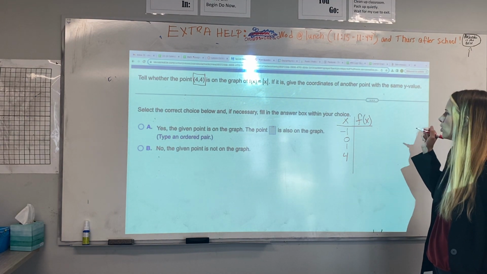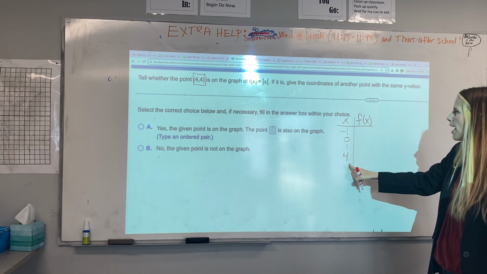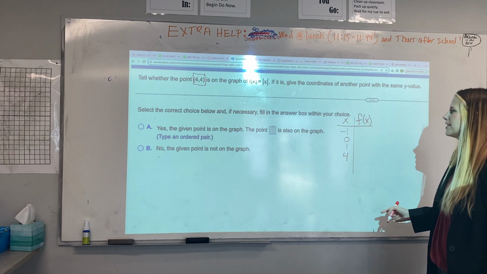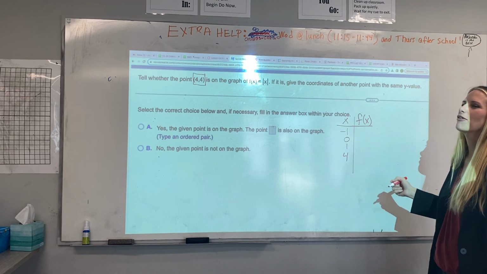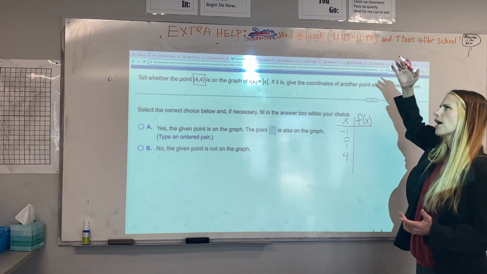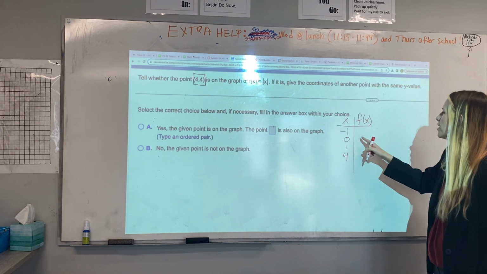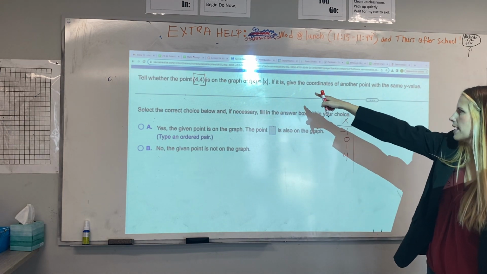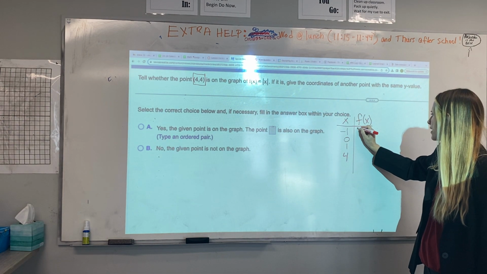All right, so we have our input values, and we definitely want to see if 4 is on there. Now, technically I don't really need to graph it, but I'm going to anyway because graphing absolute value functions is so much fun. Okay, so the function is the absolute value of x. So what's the absolute value?